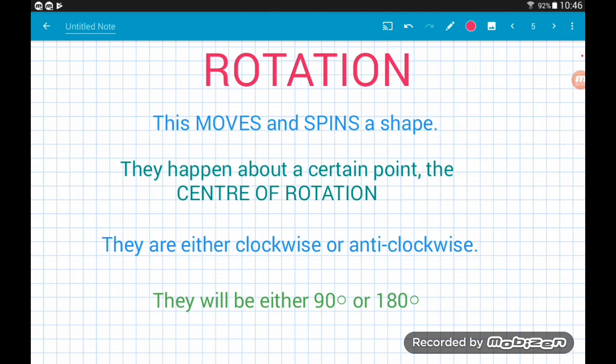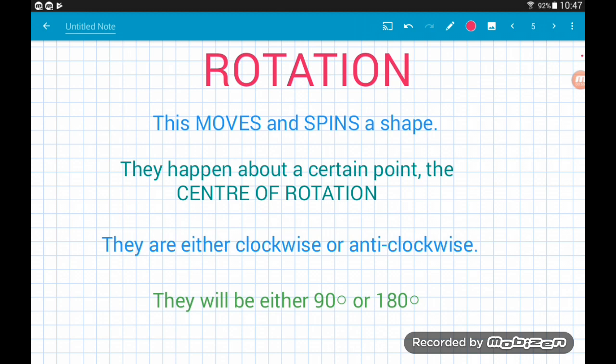So rotations are usually carried out about a certain point called the centre of rotation. So depending on where your centre is, your shape is going to be in different places after the rotation. Rotations are either clockwise or anti-clockwise, and they will either be 90 degrees or 180 degrees.